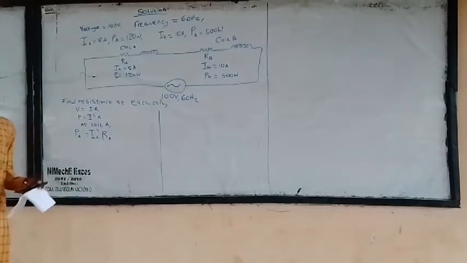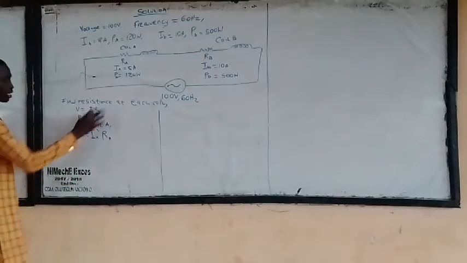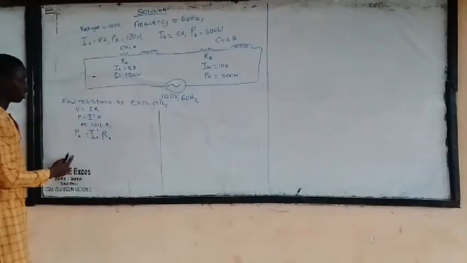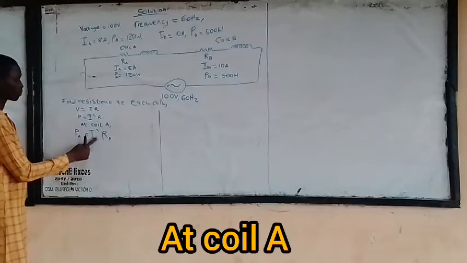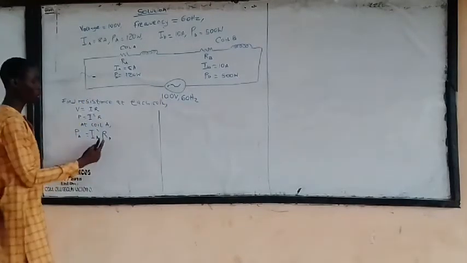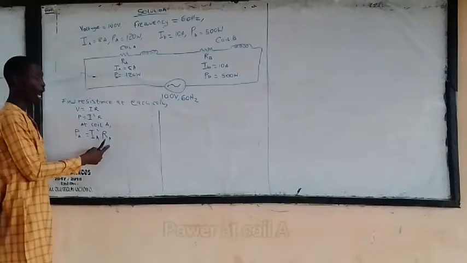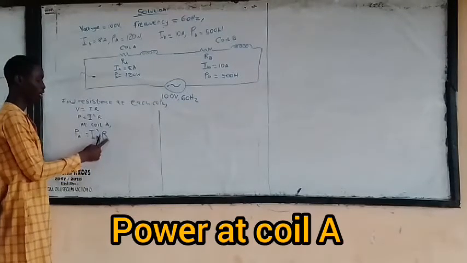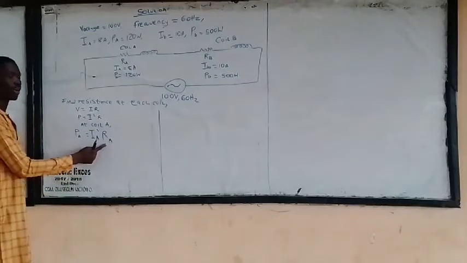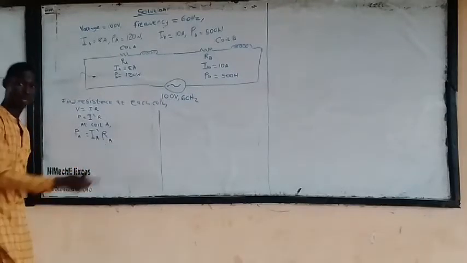Now, remember, I'm looking for what? I'm looking for resistance. Now, we have a value for power A, which is what? 120 watts. We have the current A, which is what? 8 amperes. But we don't have a value for our resistance at coil A. So what do you do? You make resistance at coil A the subject of the formula, is that not?